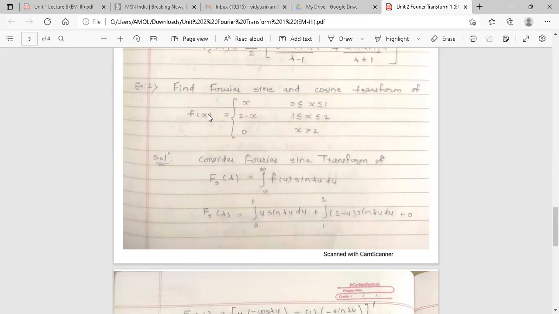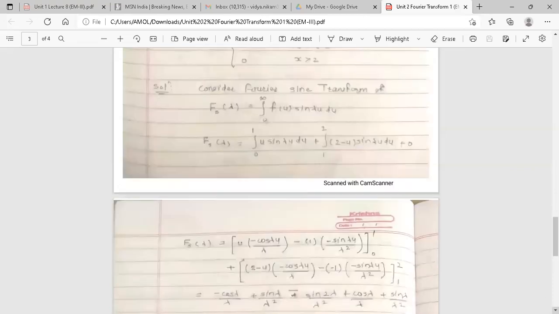So we just replace that x by u so that you will get f(u). If we replace x by u, then f(u) is equal to u when u is between 0 and 1. So from 0 to 1, the function f(u) is u, into sin(lambda u) du, plus from 1 to 2, the function is 2 minus u, so f(u) is 2 minus u, into sin(lambda u) du, plus the third integration from 2 to infinity. The function is 0, so the third term is 0 here.